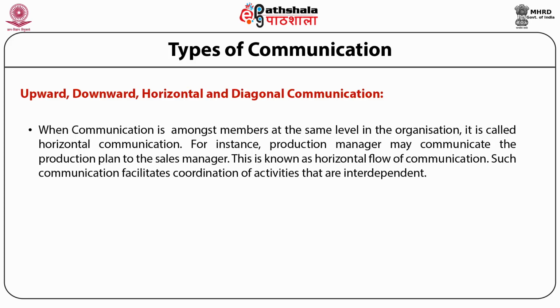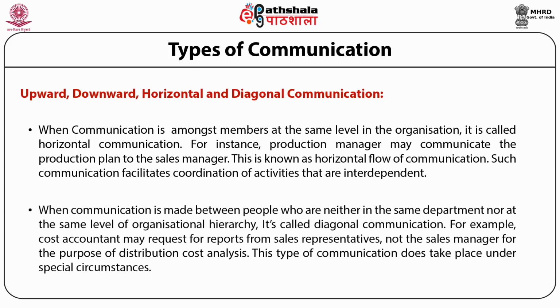For instance, a production manager may communicate the production plans to the sales manager. This is known as horizontal flow of communication. Such communication facilitates coordination of activities that are interdependent. When communication is made between people who are neither in the same department nor at the same level of the organization hierarchy, it is called diagonal communication. For example, a cost accountant may request reports from the sales representatives, not the sales manager, for the purpose of distribution cost analysis. This type of communication does take place under special circumstances.